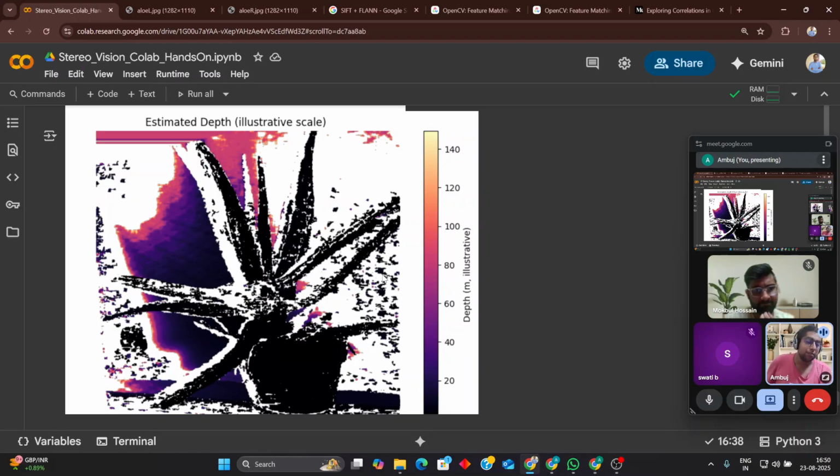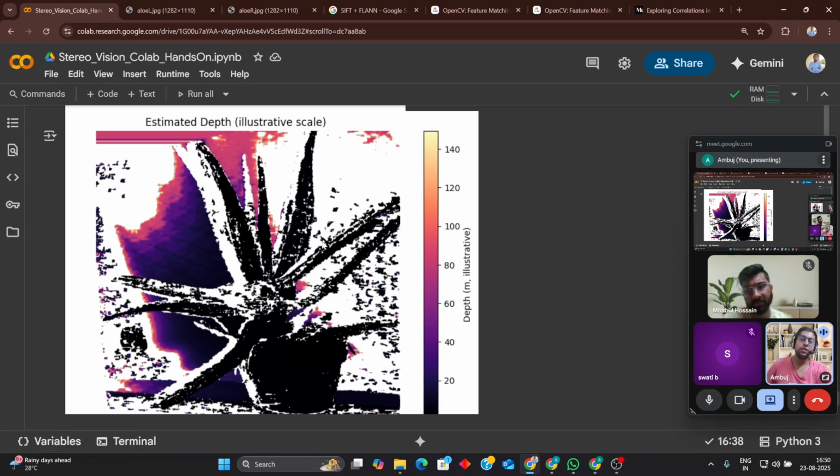Since it is uncalibrated, I can only say that this point is far and this point is below. But if both your cameras are calibrated, then we are able to achieve exact distance up to I think 5 centimeters or even lesser, 1 centimeter, half a centimeter, through this stereo vision only.